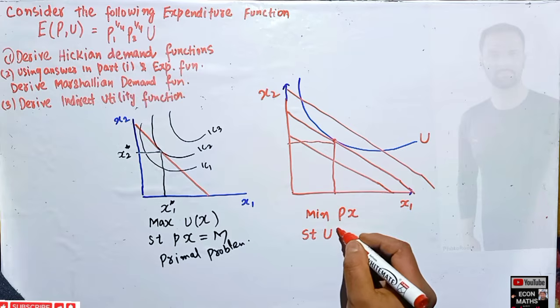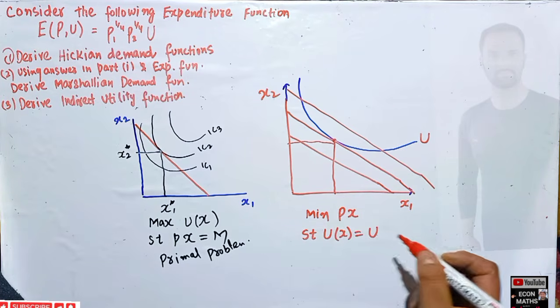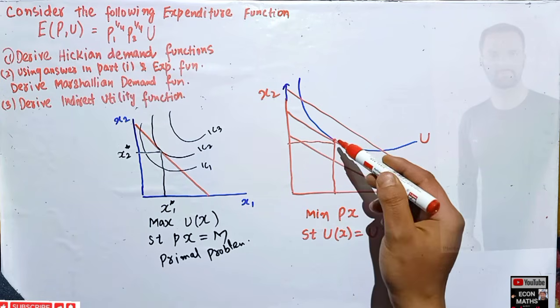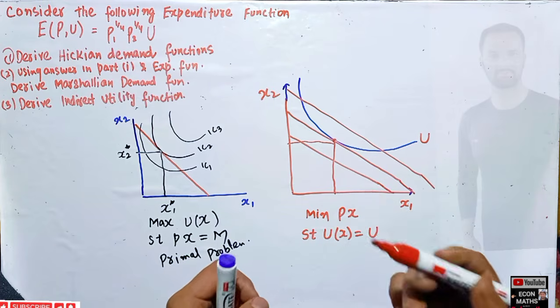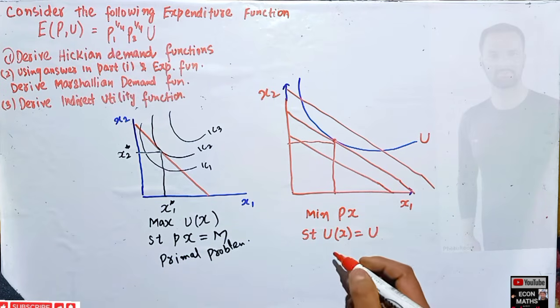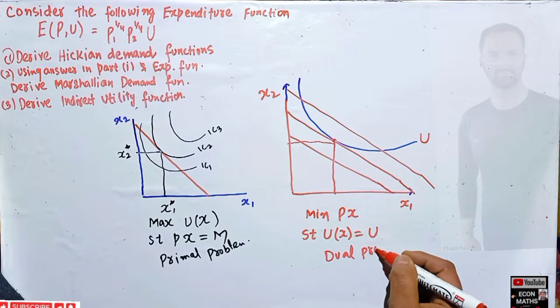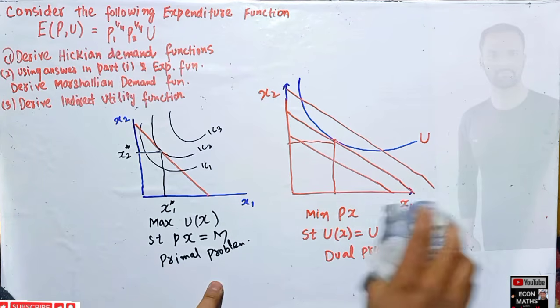Let us say u of x is equal to a fixed level of utility. The consumer will try to achieve this level of utility with the minimum possible expenditure. So we call this the dual problem.